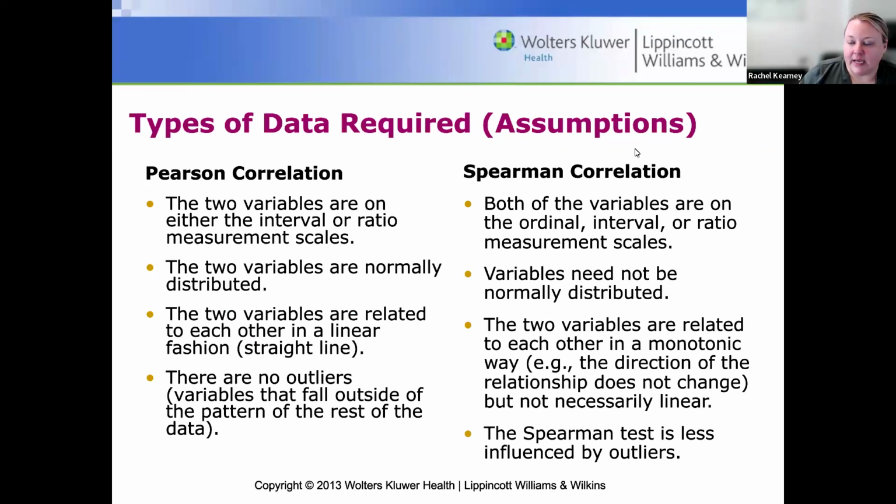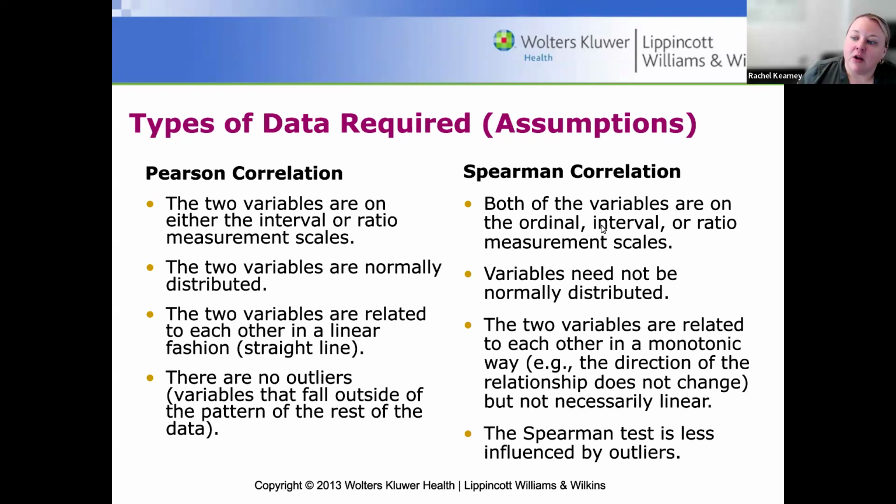So, types of data and our assumptions. Remember, we always have assumptions that have to be met in order to run a particular test. For the Pearson, the two variables are either interval or ratio, the two variables are normally distributed, they are related to each other in a linear fashion, and there are no outliers. So no variables that fall outside the pattern of the rest of the data.